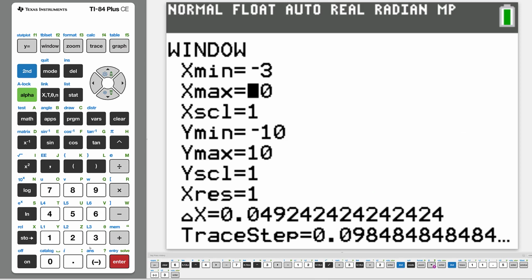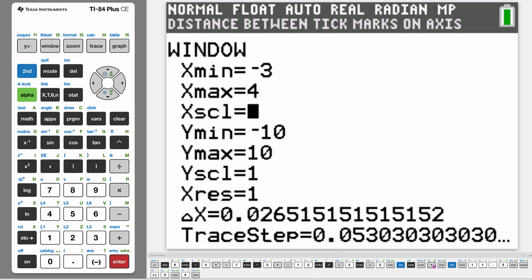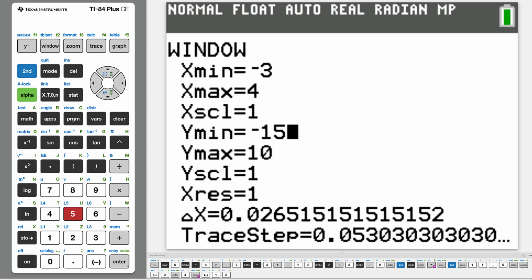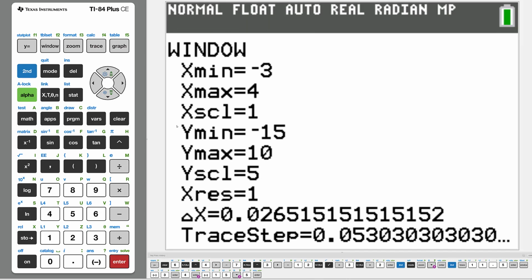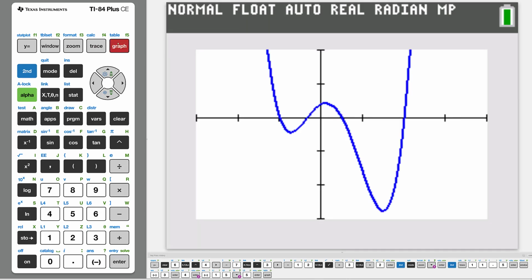So we'll go negative 3 to 4. Scale of 1 is fine. We were saying negative 15, and that should get us the local extrema down there. And it all looks pretty good. The only other thing I might adjust would be something like that. That's not a good choice. 5 is a good choice. So here's our graph, and that's a good view of the polynomial.